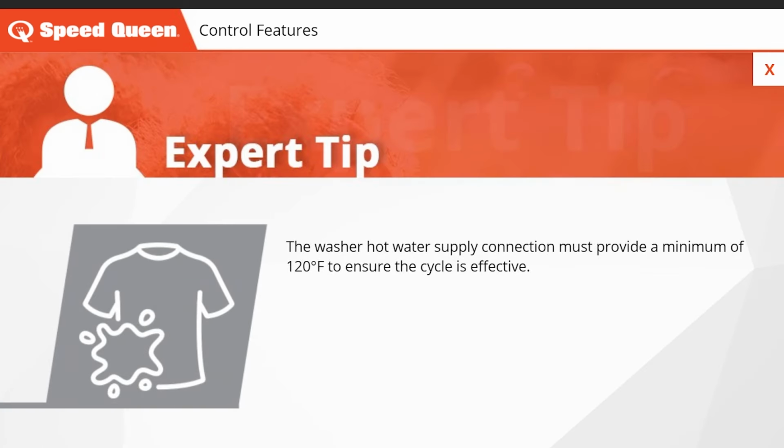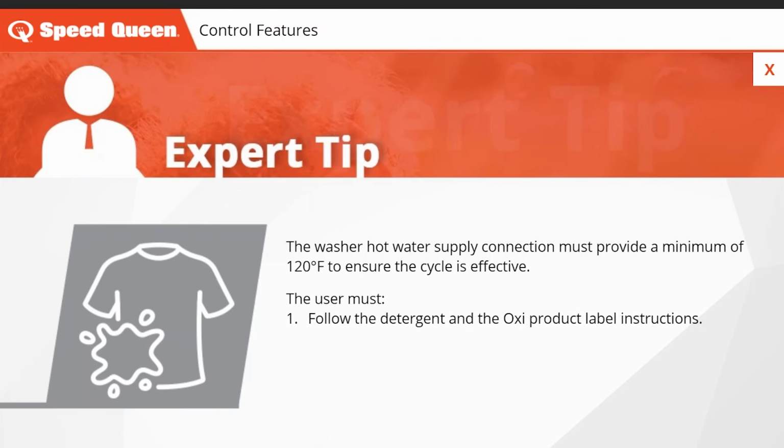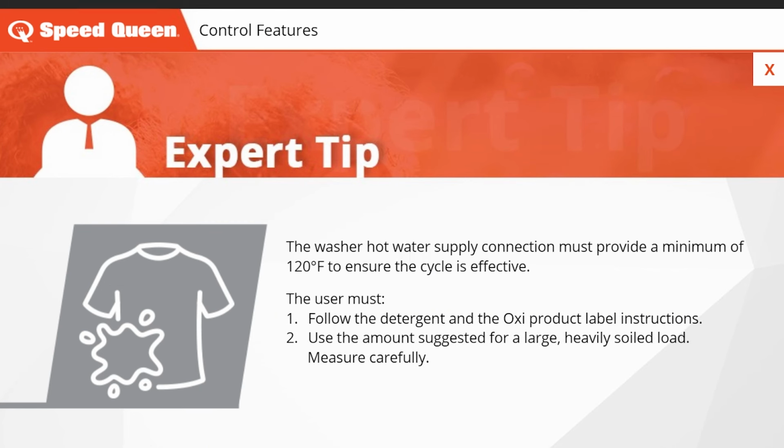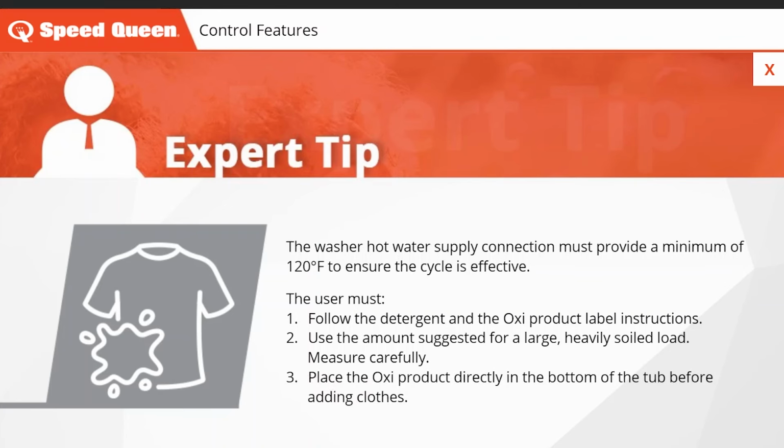The washer hot water supply connection must provide a minimum of 120 degrees Fahrenheit to ensure the cycle is effective. To achieve sanitization, the user must 1. Follow the detergent and the oxy product label instructions. 2. Use the amount suggested for a large, heavily soiled load. Measure carefully. 3. Place the oxy product directly in the bottom of the tub before adding clothes.